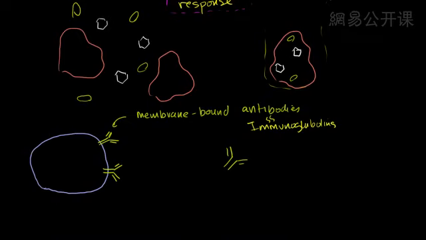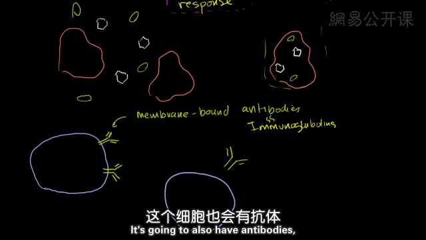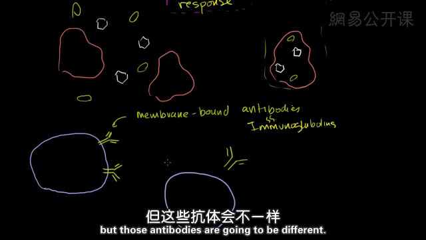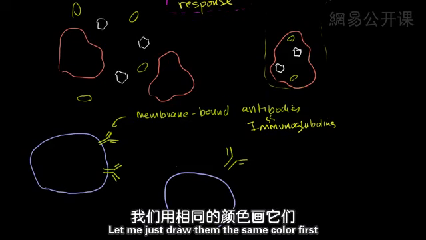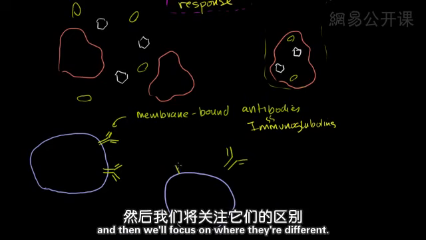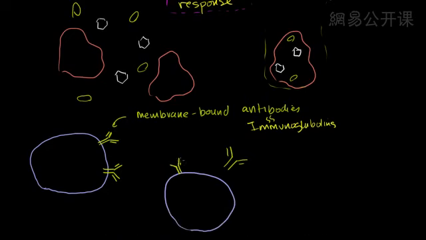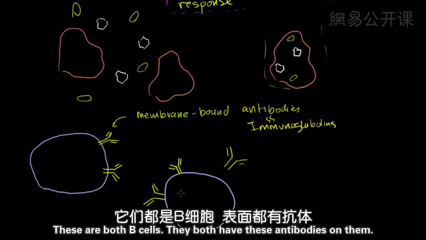So that's one B cell, and let me draw another B cell here. So let's say that this is another B cell right here. It's also going to have antibodies, but those antibodies are going to be different. Let me draw them the same color first, and then we'll focus on where they're different. So that's one antibody, membrane-bound. That's another antibody, membrane-bound. These are both B cells, and they both have these antibodies on them.